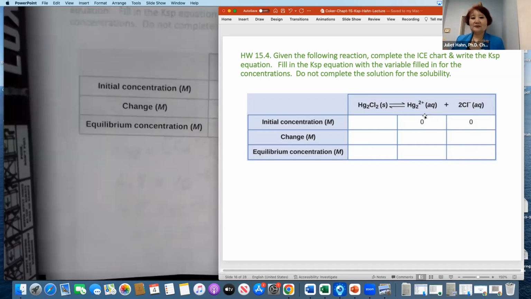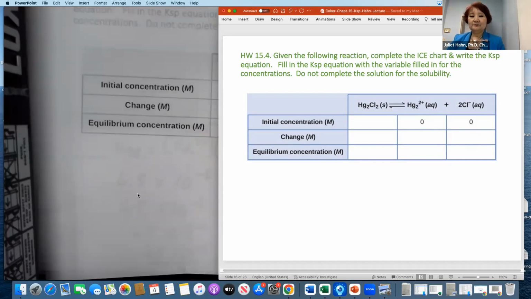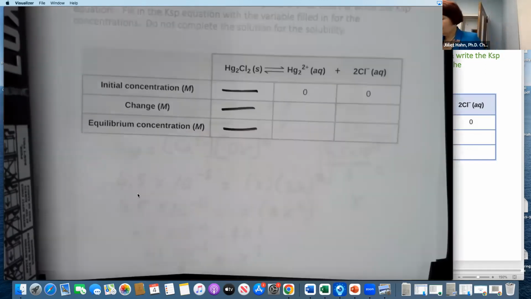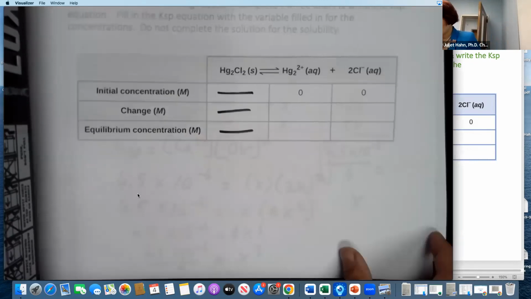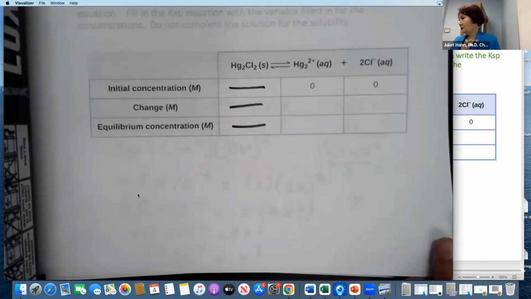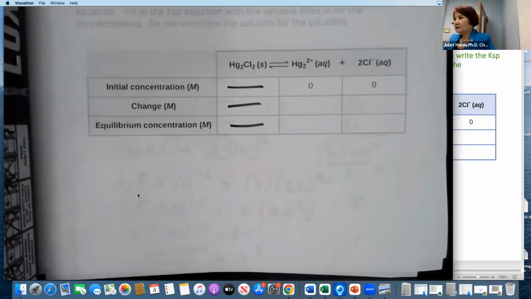Okay, so let's look at this. We've got the ICE table. I put zeros there. You're going to put little lines where all the solid is because nothing's going to go in there. I didn't even bother giving you the value of KSP because you're not going to calculate the final solubility. You're just going to plug everything into your ICE table and come up with a value for KSP.